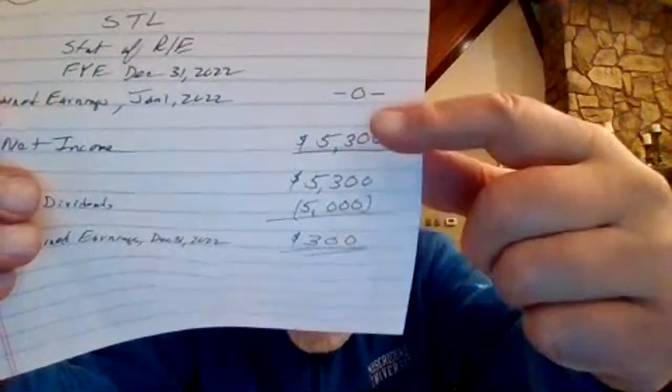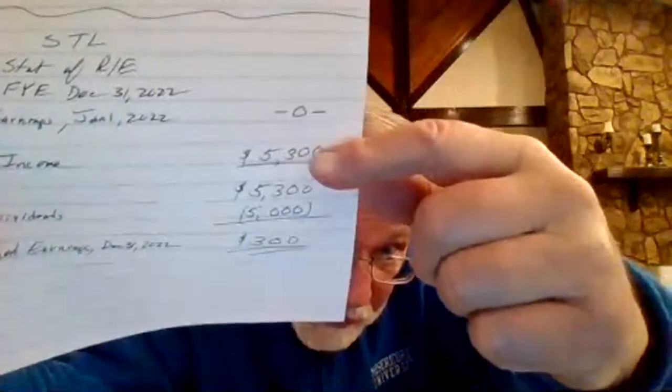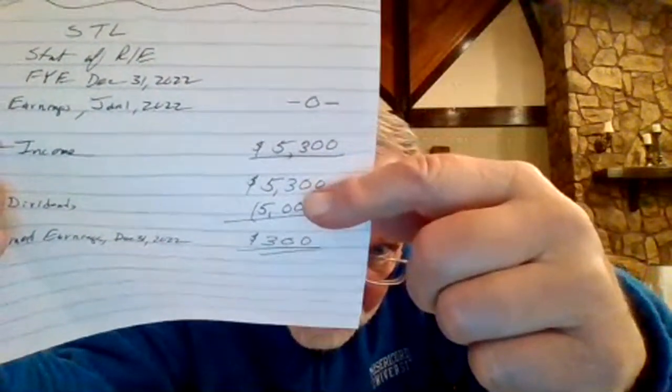But now where I get the retained earnings from is not the trial balance, but from the statement of retained earnings. Let me go back to my statement of retained earnings. There it is, $300. I made 5,300 and paid 5,000 in dividends, so I'm gaining only 300 in retained earnings, which is an equity account. Oops. 30,300. And I have 30,500.